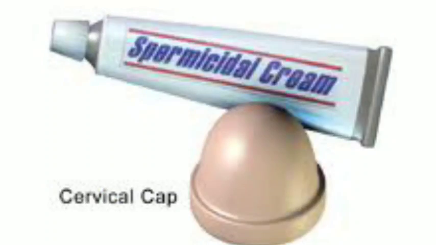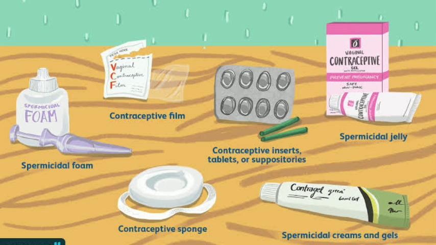Spermicidal creams, foams and jellies are used along with these barriers to increase the contraceptive efficiency. Okay. So what are the additional things which can be used along with the barrier?